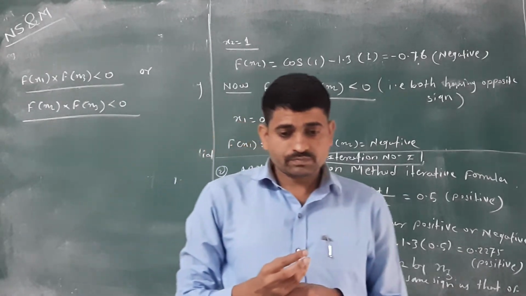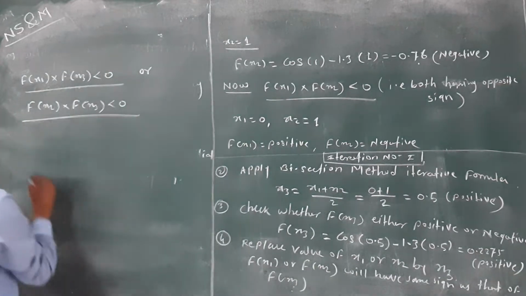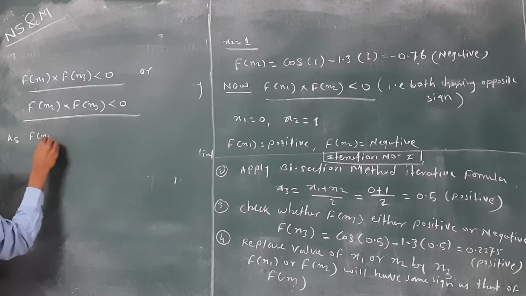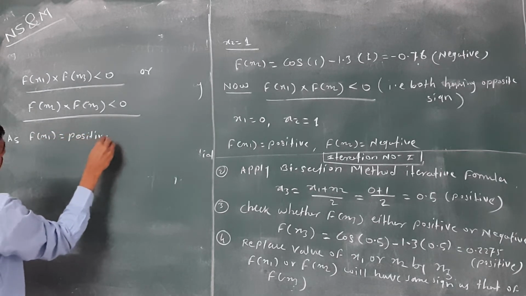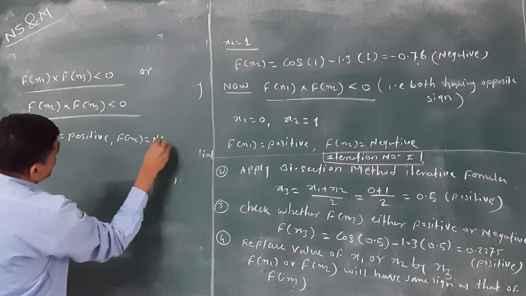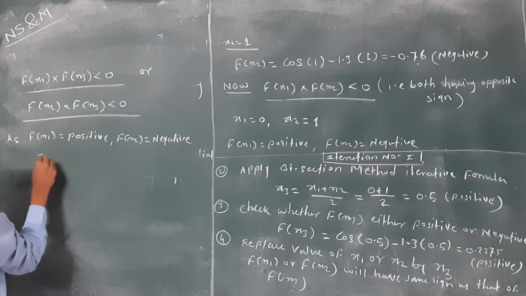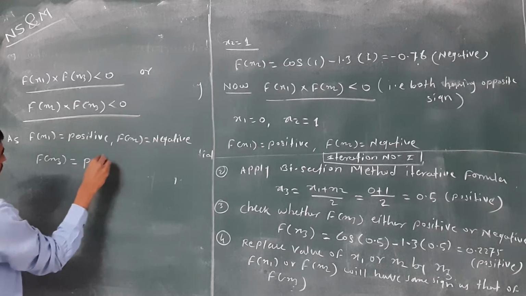As we have calculated, f of x1 is positive, right? We have found that f of x2 is negative. Then again, what is f of x3? We have already calculated it. This is again positive.